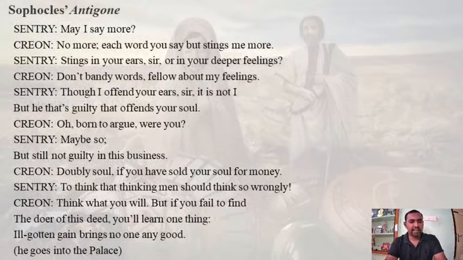Sentry, may I say more? Creon, no more. Each word you say but stings me more. Sentry, stings in your ears, sir, or in your deeper feelings? Creon, don't bandy words. Bandy means make a discussion or exchange words. Don't bandy words, fellow, about my feelings. Sentry, though I offend your ears, sir, it is not I, but he that is guilty that offends your soul.